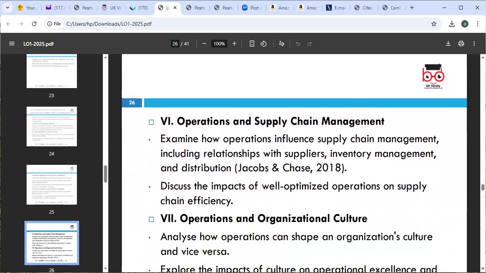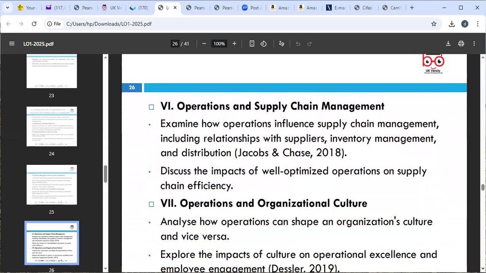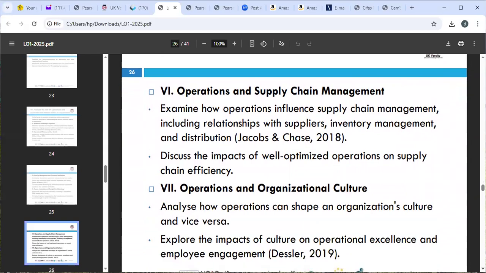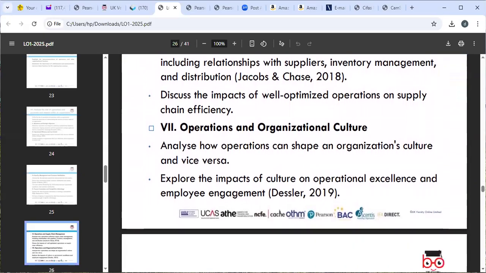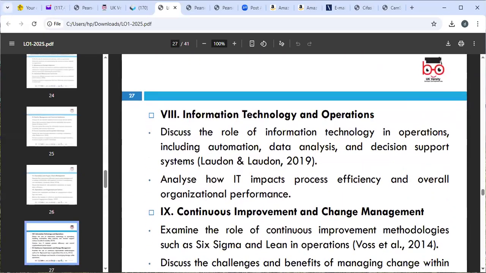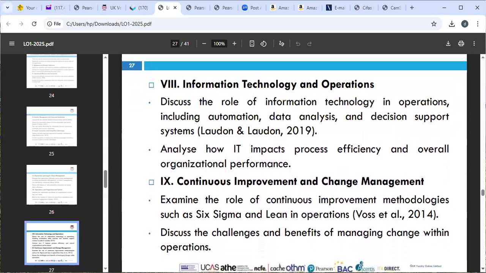Operations and supply chain management. We will have to examine how operations influence supply chain management, including relationship with suppliers, inventory management, and distribution. We've done that. We have to discuss the impact of well optimized, very important, information technology in operation. Discuss the role of information. This we have done, okay?